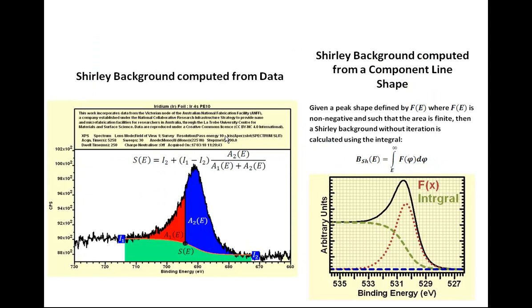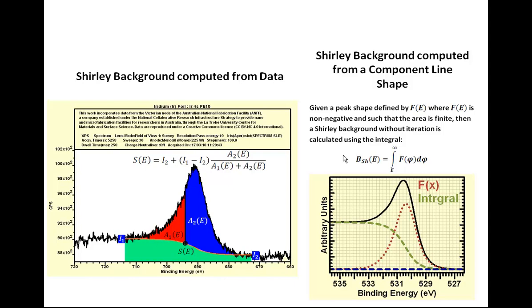The alternative that is often used to a Tougaard background is a Shirley background, and the Shirley background is calculated in an iterative scheme because we need to calculate from data the areas A1 and A2 and then combine these areas together with these intensities I1 and I2 to calculate a background at a given energy. And since you don't know the background, you can't calculate these areas, therefore you must iterate in order to calculate the shape that we see here.